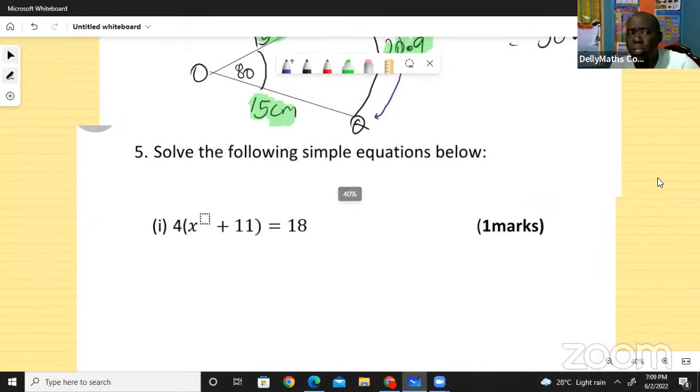Now, the number 5 question, now we've gone back into some algebra. So we're going to be solving equations there.